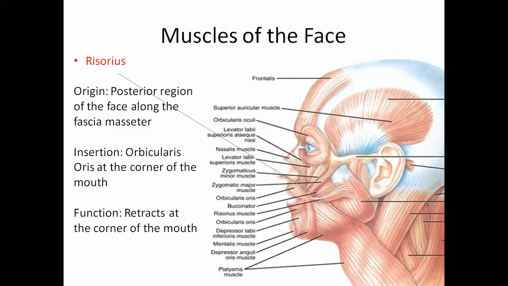All right, the next one is risorius, and you'll see here this picture we're looking at is just a lateral view of an artist's rendition of a human being, and you'll see this is anterior, and then this is posterior here. Okay, so risorius. Think of this muscle as just all it's going to do is shorten. It's this muscle right here. And when it shortens, it's going to pull the corner of your mouth, which is right here, completely back. So that's its only job really, is to retract the corner of the mouth, like a grimace almost.